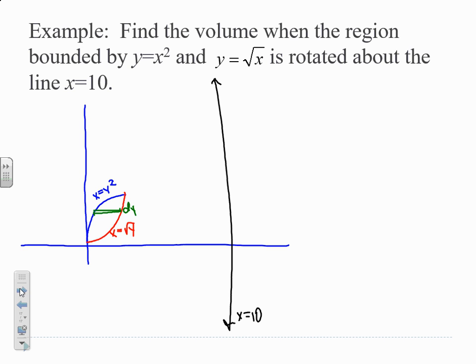Okay, so now we are rotating around an axis that is not the y-axis. So we're going to have to think about the distance of each side of the rectangle from our axis of rotation. So go ahead and talk to your neighbor. Describe the outer radius and describe the inner radius. Don't write them down, just describe. Go.